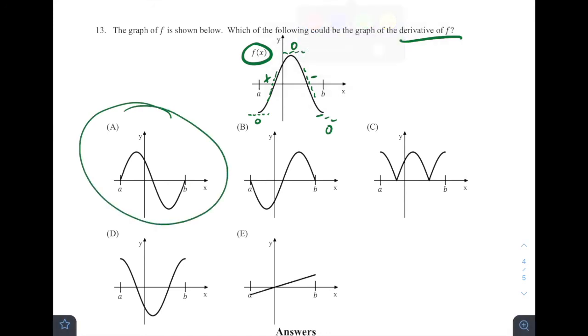This one is going 0, negative, 0, positive, so that's the opposite of this. This is never negative, so that would not work. Here we've got a positive value up here, even though the slope should be 0 at A, so that's no good. And then, I don't know what this is. It's not 0 at A or B. So A is our only answer that makes sense for this particular problem.